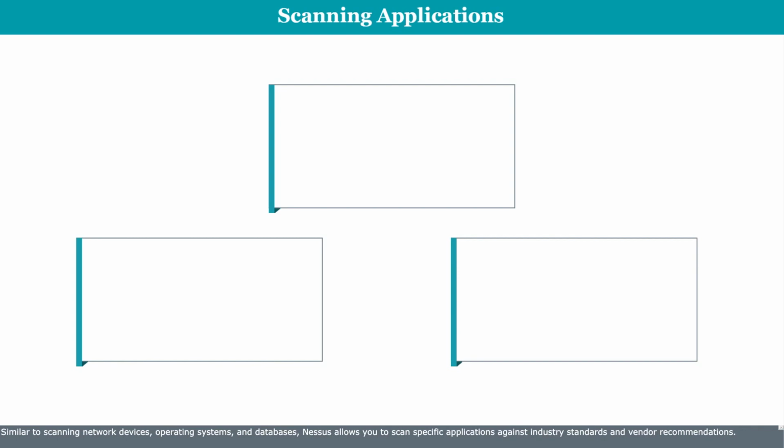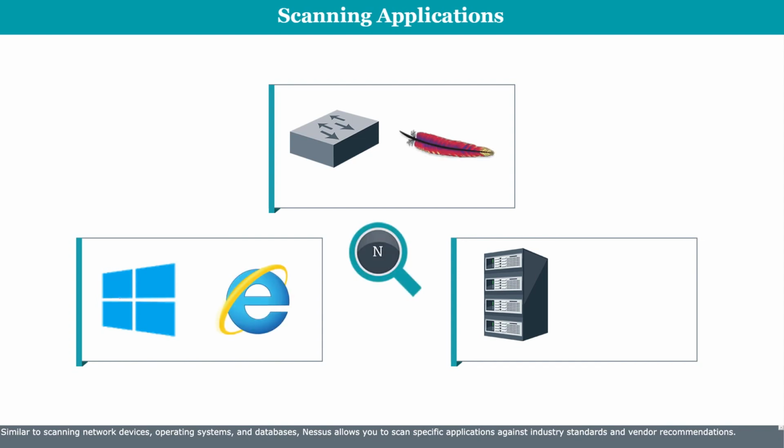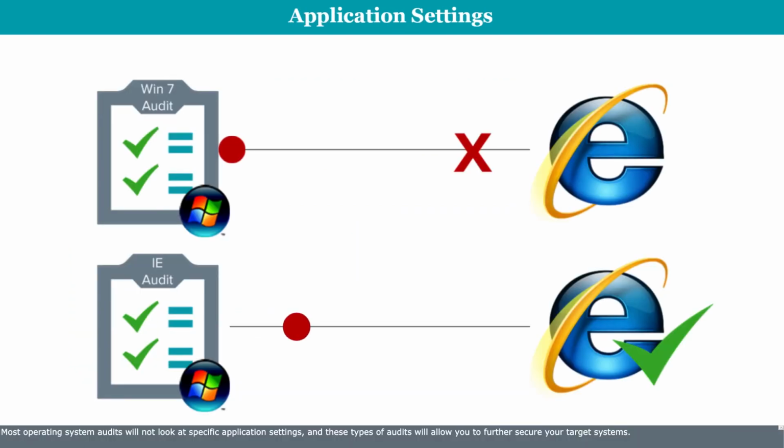Similar to scanning network devices, operating systems, and databases, Nessus allows you to scan specific applications against industry standards and vendor recommendations. These checks are useful for auditing the configuration settings of a specific application, as opposed to auditing the entire operating system. Most operating system audits will not look at specific application settings, and these types of audits will allow you to further secure your target systems.